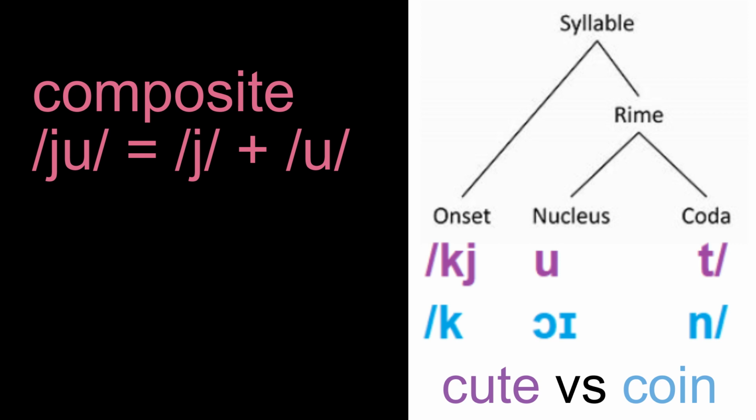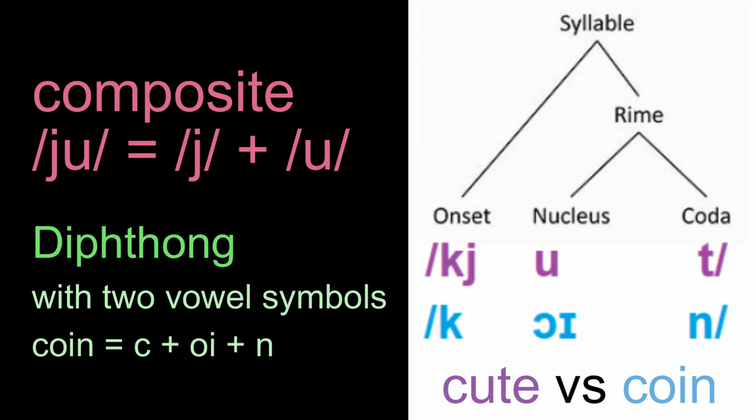Here, the vowel sound starts with the semi-vowel Y and then moves into the vowel U. Since composite vowels are composed of a semi-vowel and a vowel, they can be viewed as being composed of an onset and a nucleus. But diphthongs are fully contained in the syllable nucleus.